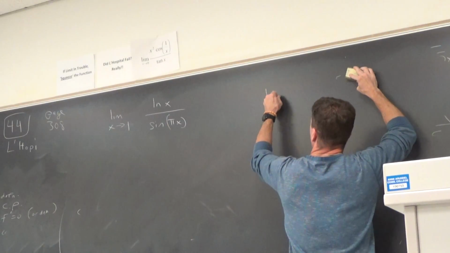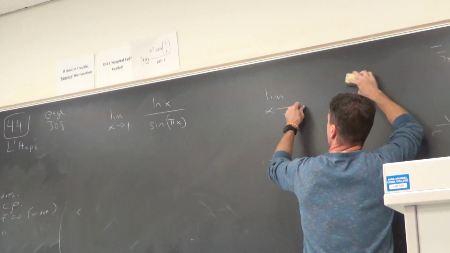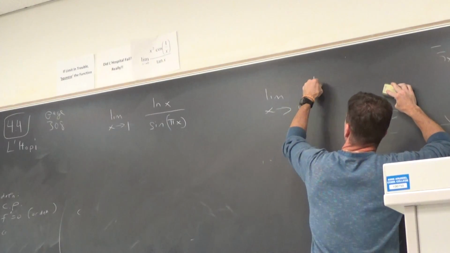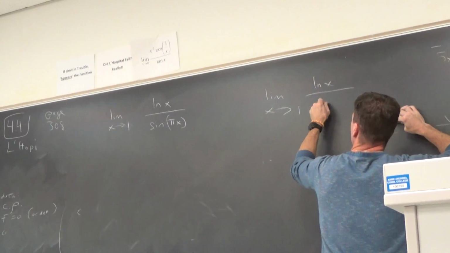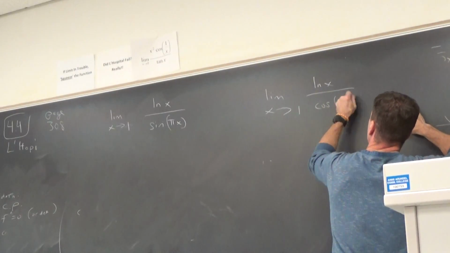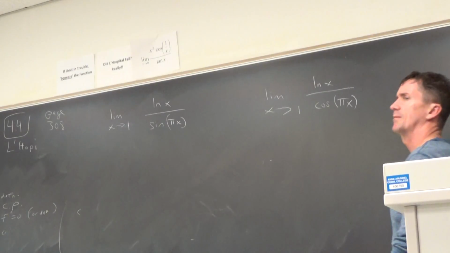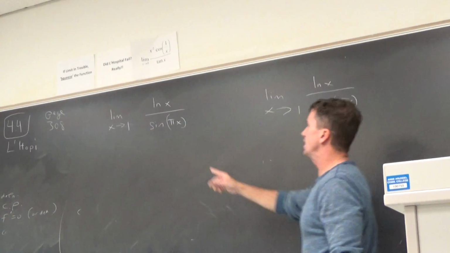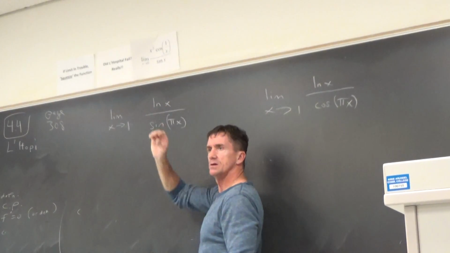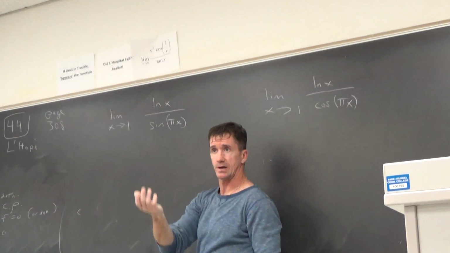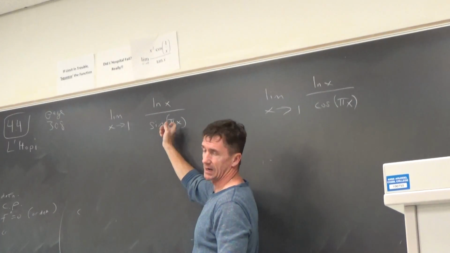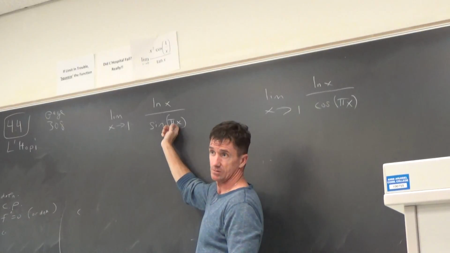One of these, L'Hopital's rule doesn't apply. Which one is it? I'm racing. I was like, wait, I'm gonna put that back up there. Which one of these is L'Hopital's rule not applying? See, I put in 1, natural log of 1 is 0. You can check it on your calculator. Sine of pi times 1 is 0 as well.